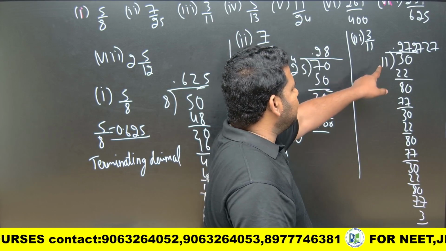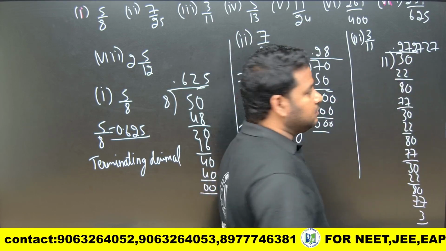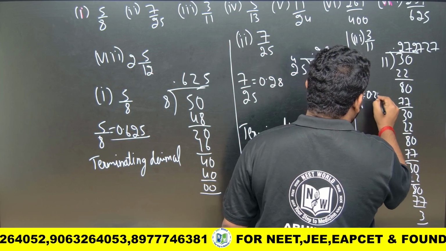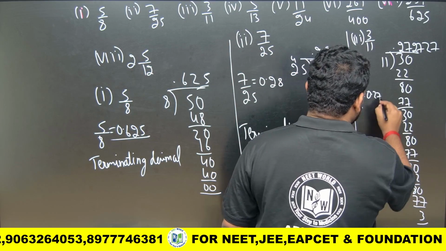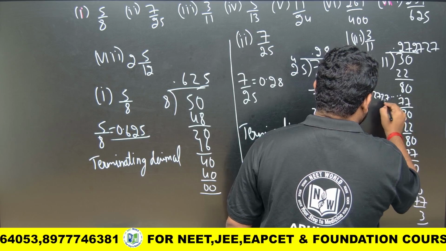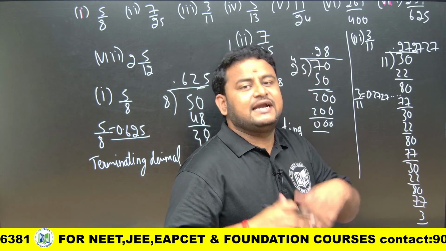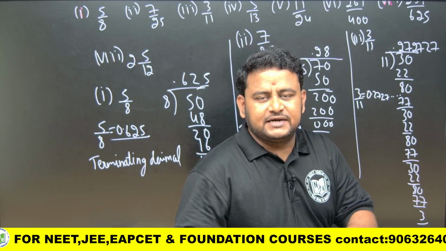So this is nothing but what? 2 7, 2 7 is repeating. Okay, so 3 by 11 is equal to 0.27. It is going on repeating like this, 0.2727. So this is non-terminating and repeating. This is a non-terminating and repeating decimal.